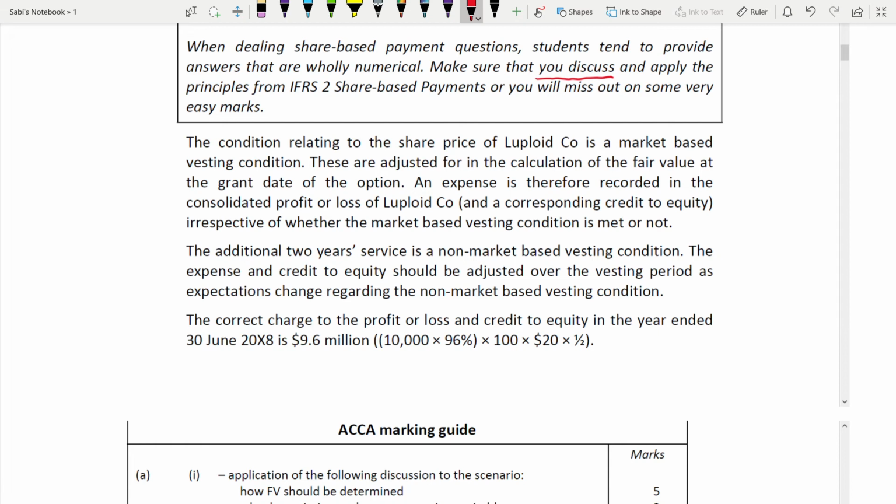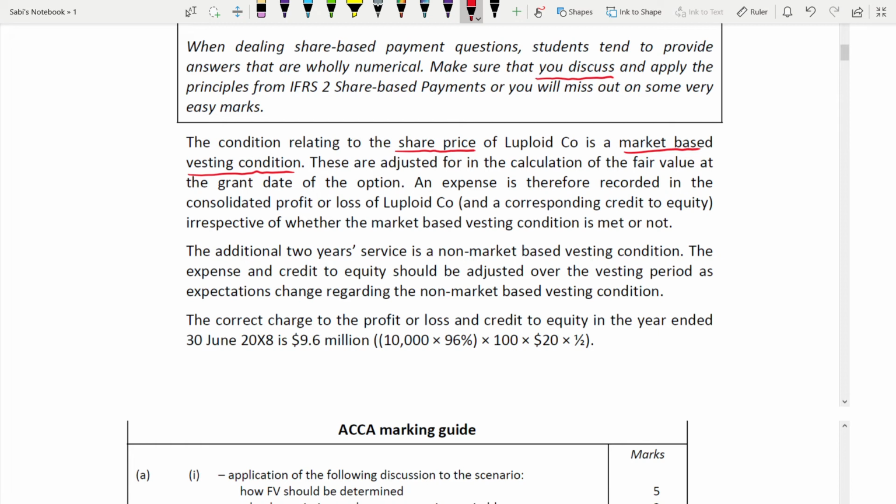First, you have to understand what type of vesting condition it is. There are many types of it. One is performance-based, one is market-based. I think the third one I kind of forgot, but I think there were 3 or 4 types of vesting conditions. This one is a condition relating to the share price. They told the share price has to increase.